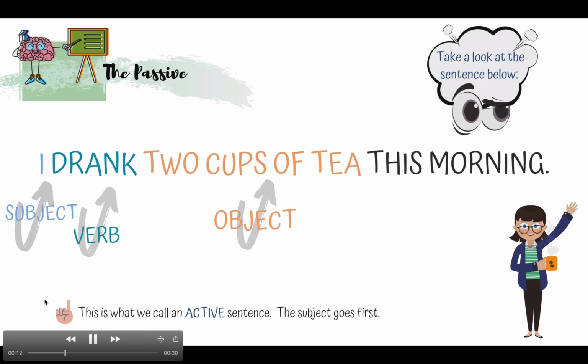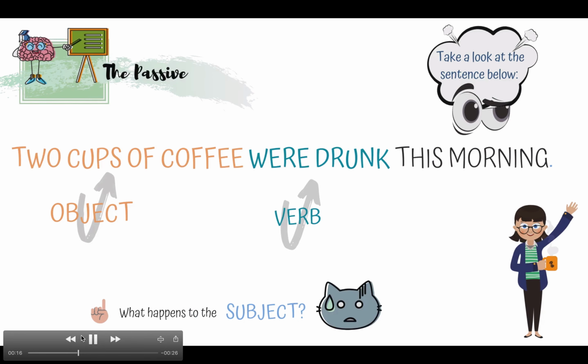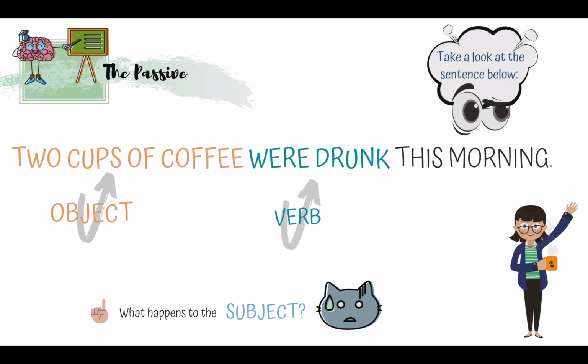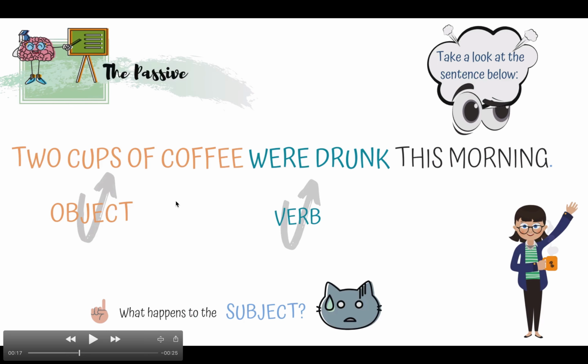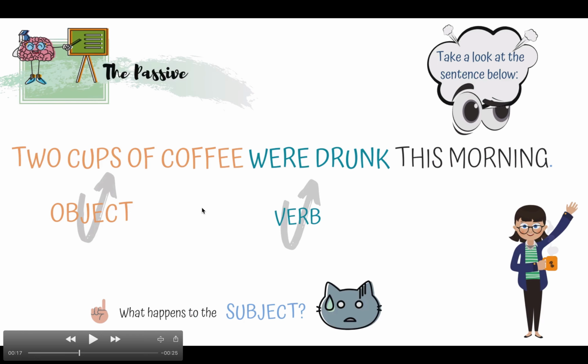So let's transform this sentence into a passive sentence. So can we see what happens here? 2 cups of coffee were drunk this morning. So remember, in an active sentence, our subject goes at the beginning. And remember, we said that our subject was I, and the object of our sentence was the 2 cups of coffee. Now, have a look at this structure.